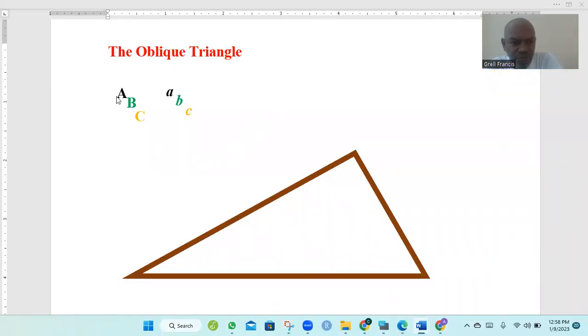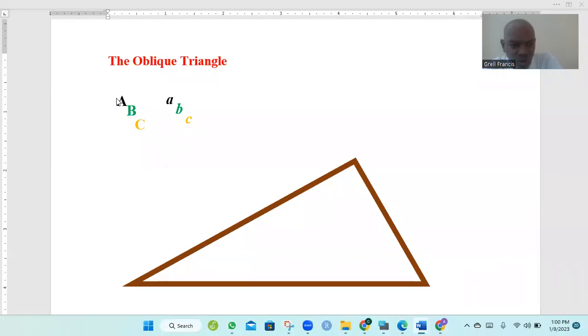So here we have three letters, A, B, and C in uppercase and color coded. And here we have them also, A, B, C in lowercase, color coded. The uppercase letters will be used for the angles and the lowercase letters will be used for the sides. So I repeat, the uppercase letters will be used to label the angles, and the lowercase letters will be used to label the sides.